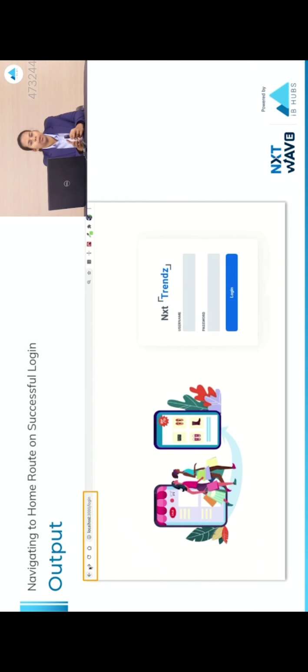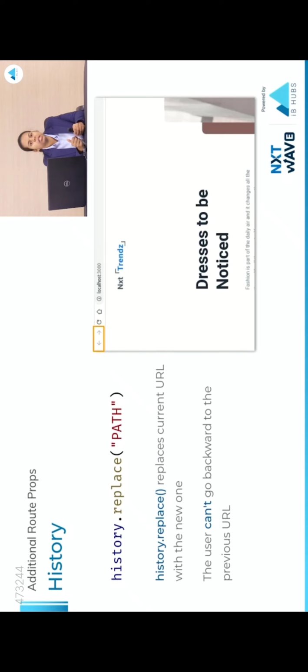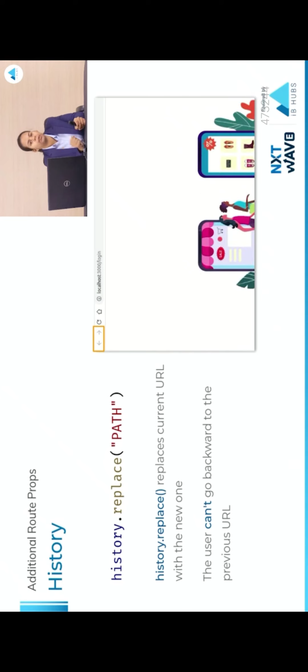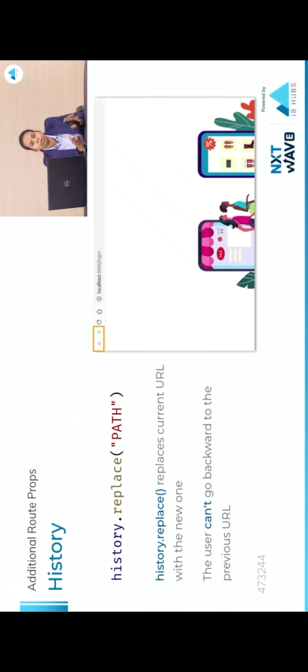So we understood about the push method of the history object, and we have seen this output where we can go backward and forward when we use push. Another method is replace, history.replace of path. Using this also we can navigate to different paths. But replace will actually replace the current URL with the new one that we have provided. It won't add a new URL. It will replace the current URL. So that's the reason we can't go back to the previous URL.